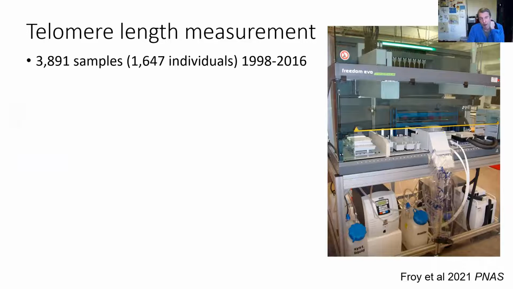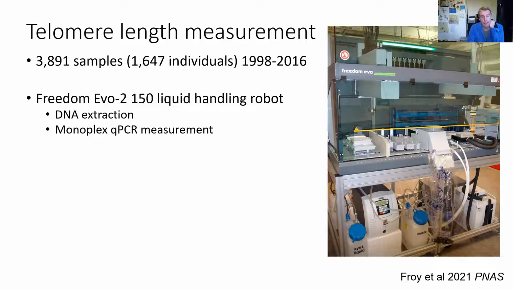We selected around 4,000 samples, so this is a subset of the total available buffy coats, and really this was designed to try and get as many as we felt we could logistically and maximize the longitudinality of the samples. Jen and co in the lab set up these really high throughput lab pipelines using a liquid handling robot that we were able to get access to, to do both DNA extraction and measurement of telomere length by monoplex qPCR.